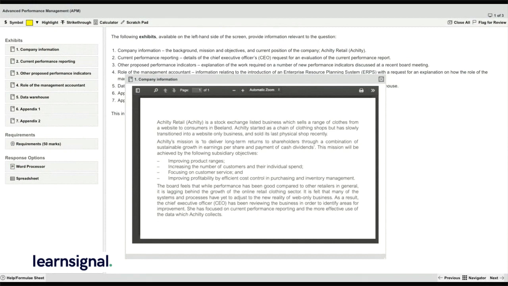We are given additional information about how the board feels performance has been good compared to other retailers in general, but that it is lagging behind the growth of the online retail clothing sector. It's highlighted that many of the systems and processes in Akilti have yet to adjust to the new reality of being a web-only business.